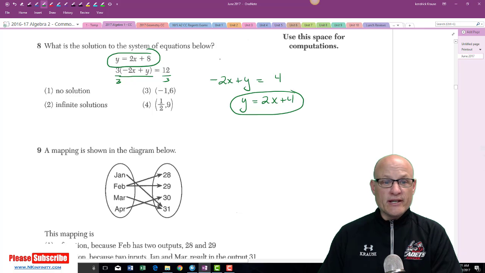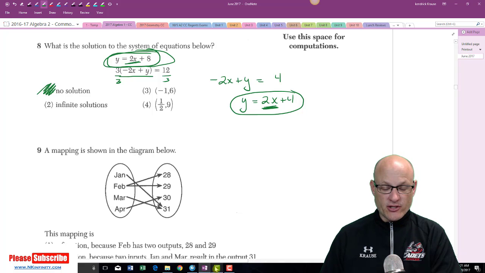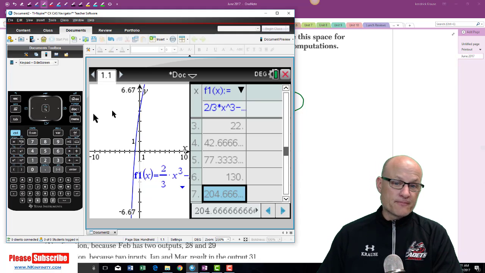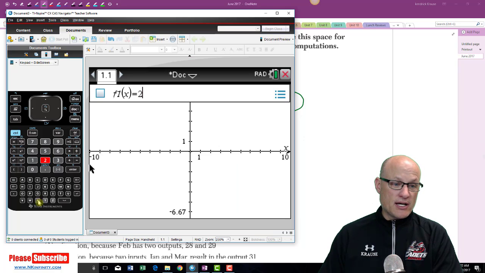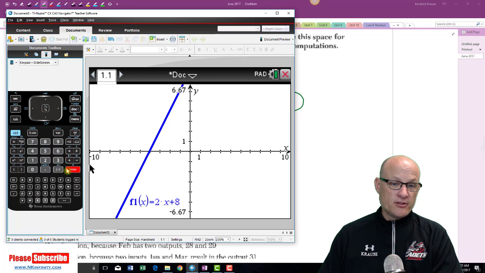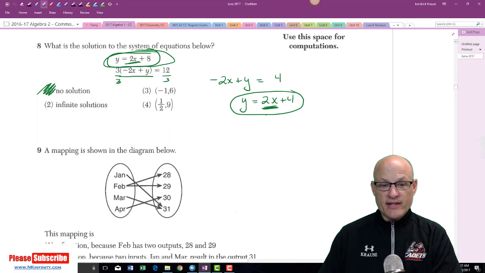Now, what I notice is that they are parallel lines with a different y-intercept. Now I know they're parallel because they have the same slope. So because they're parallel, they have no solution. There is no chance that these things hit each other. But I could graph it on my calculator and show you: 2x plus 8, 2x plus 4. You'll get two parallel lines, and they will never hit each other. And that's because they have the same slope.